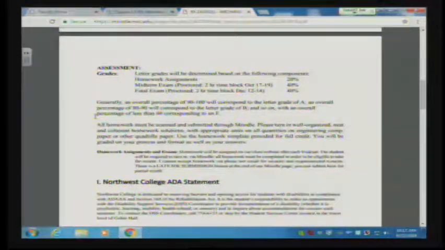Even if you have a 90 and everybody else in the class has a 106, you still get an A. You know, that's only fair. So the rounding may work to your advantage. It will never, ever work against you in any way.